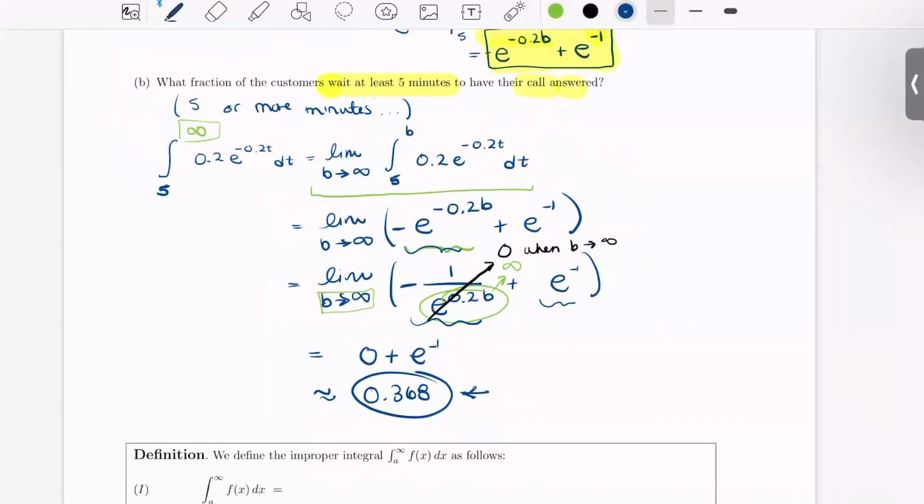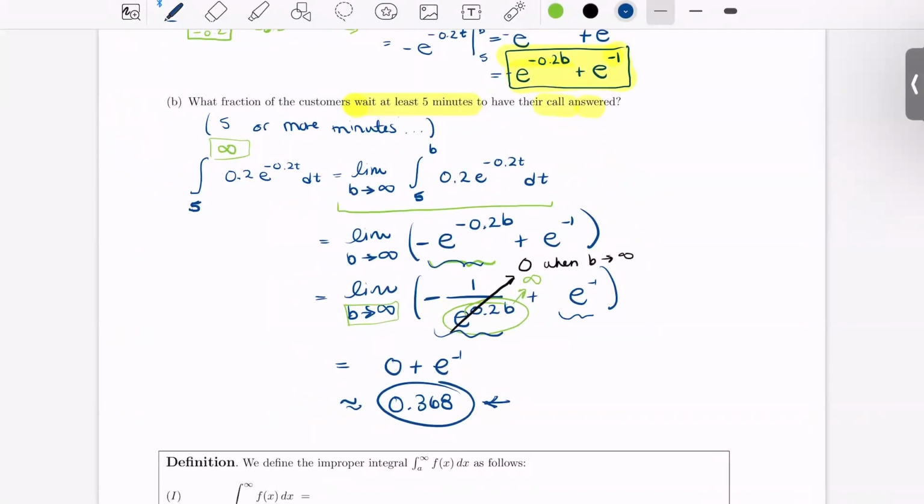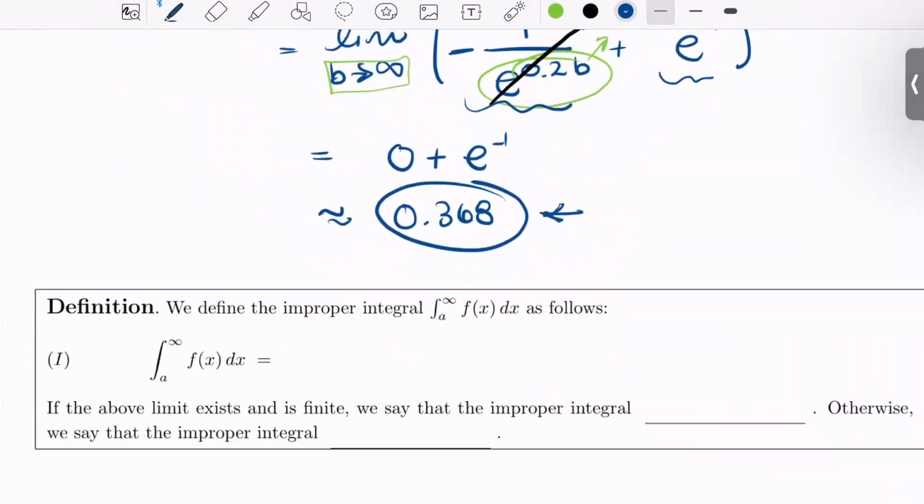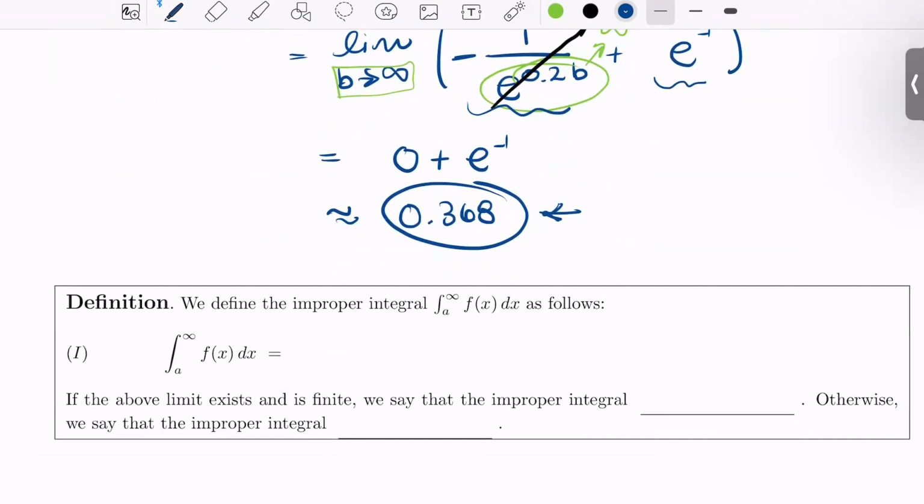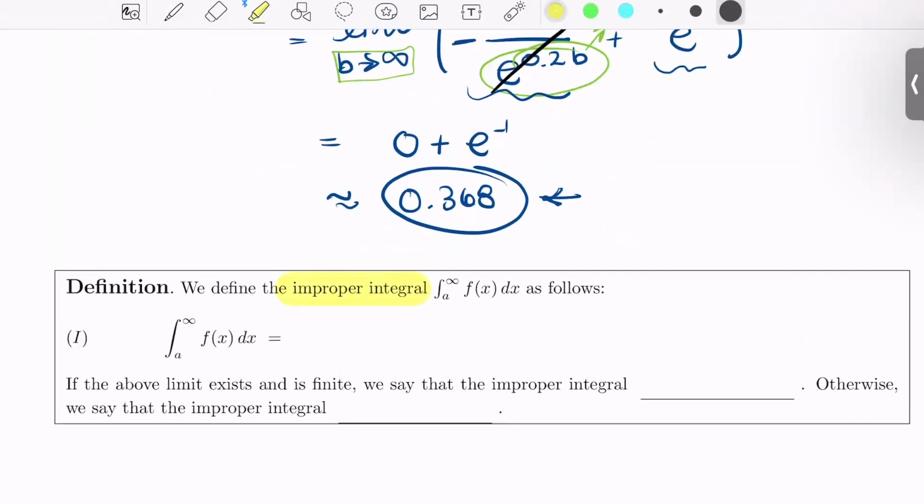So what we've met in part B is an improper integral. So we're going to see that in this definition where we connect the example that we just used with the definition that we're going to meet in this section. So we define the improper integral, which is an integral from some fixed number a to infinity of f of x dx as follows. So we define it to be the limit as b goes to infinity of the integral from a to b f of x dx. So an improper integral has as its bound infinity.